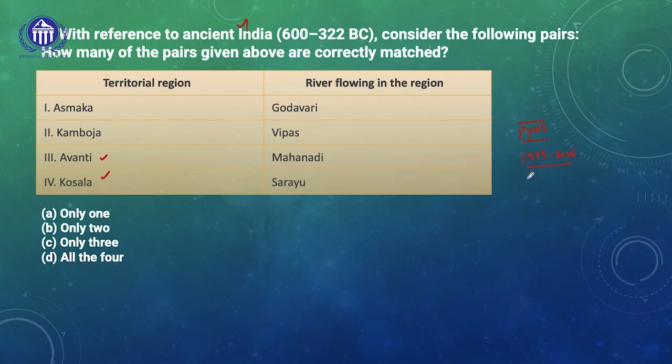While reading the ancient history questions, you have to do some background analysis and value addition. Because this particular Avanti, Kosala has been asked multiple times in previous years, you need to add some facts now. What are the rivers? In what city is it located? If you could do some background analysis and value addition, you can answer this particular question as well.